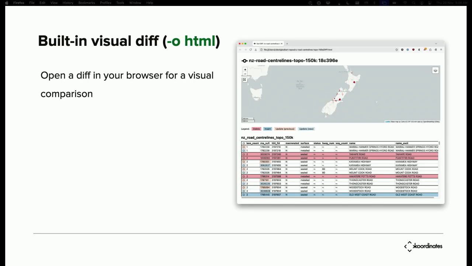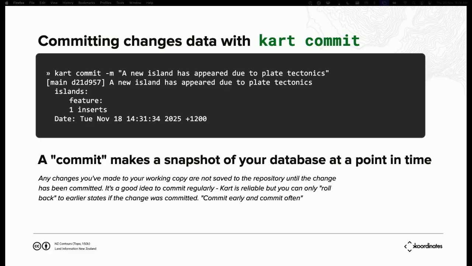So we built in a visual diff. If you add -o HTML, it'll open your browser and show you a little map with your changes on it. All the deleted and added things will be in there. So you can see, this guy has messed up the North Island, he's made a big mess of it, or whatever. Anyway, now that you're happy with your change, you will want to commit it.